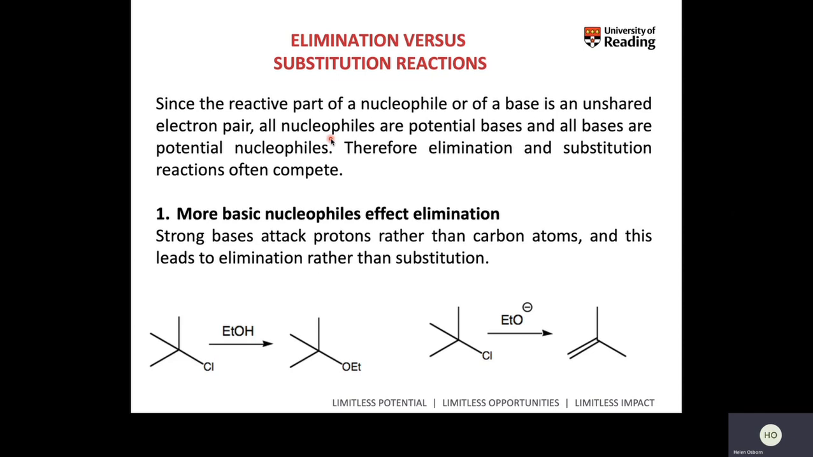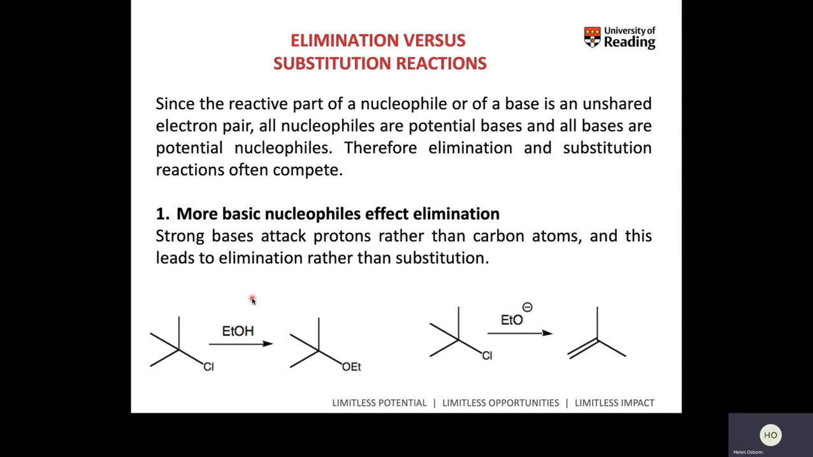If we wanted to bias the reaction so that an elimination occurred or a substitution occurred, what we can do is think about the basicity of the negative component, the nucleophile, which is undergoing the reaction. What we find is the more basic the nucleophile, the more likely elimination is to occur. The reason is that strong bases like to pull off protons to give a neutral molecule rather than attack carbon atoms. And if it's pulling off a proton from a substrate, then after we've lost the leaving group, that leads to the alkene.